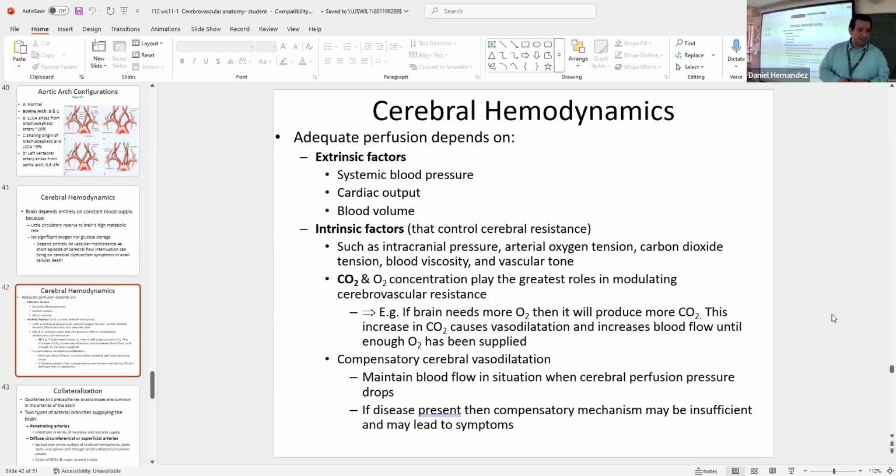If disease is present, sometimes these compensatory mechanisms are not sufficient, and that's when we get symptoms. Normally, if the brain needs more oxygen, it'll increase the CO2 levels, get more blood flow to the brain, and our needs are met. But if we have cerebrovascular disease and blockages in the carotid arteries, even with that extra CO2 in our blood, the vasodilation is not sufficient to meet the demands of our brain, and that's when we start exhibiting symptoms of stroke or dysfunction.